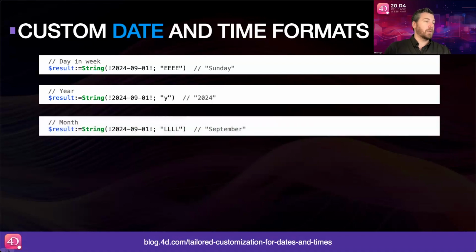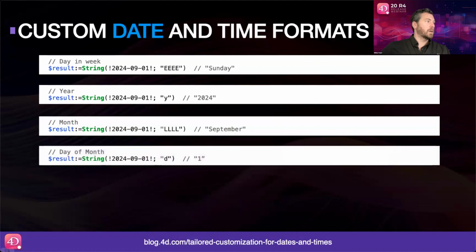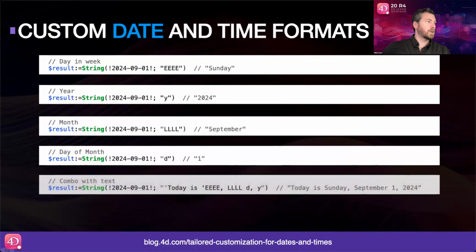LLLL, you get September. That's cool. You get your localized month. Day of the month, D, that's pretty good. And you can now combine this all together with text. So you can have something that looks like today is Sunday, September 1st, 2024, for example. That's a really cool thing for you to be able to use on your application. Really simple pattern usage mixed with text. So that's a great addition.